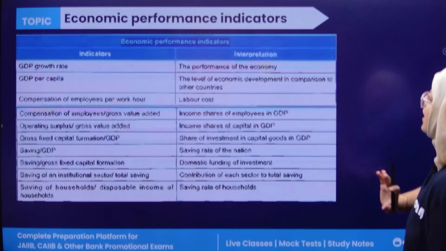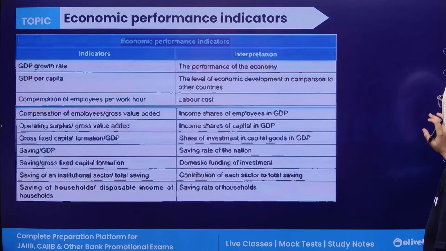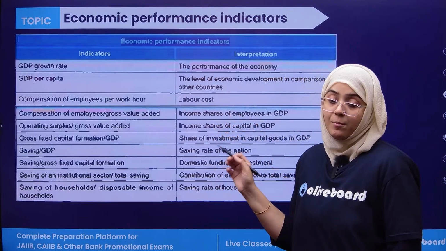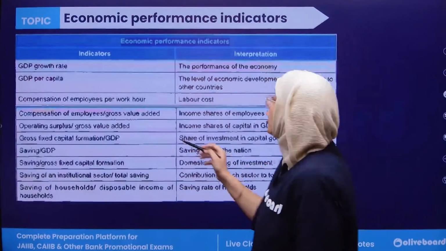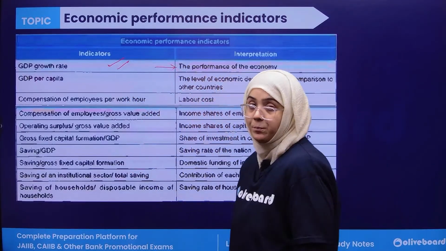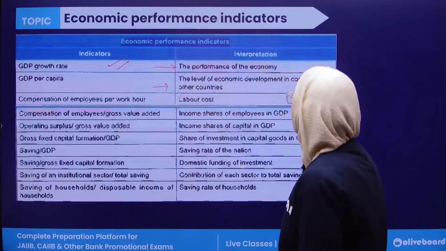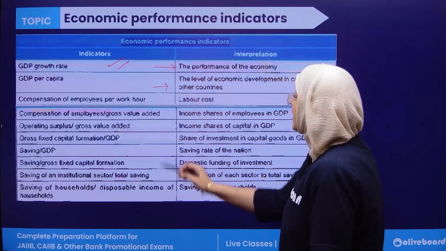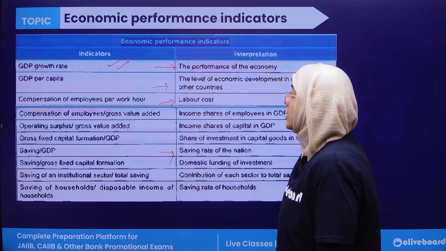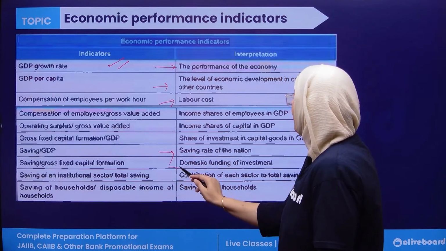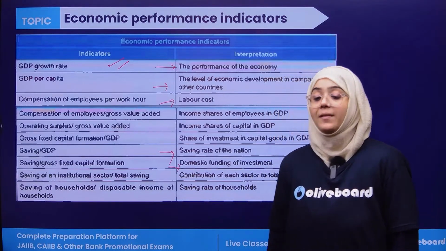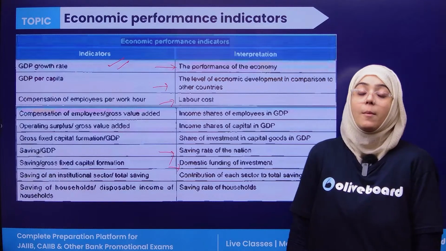Now next thing, economic performance. See, there are different indicators and what each one interprets is a very important thing in this chapter. For example, GDP represents the performance of the economy. Per capita represents the economic development. Compensation of employees is represented by labor cost. Saving to GDP is the saving rate of a nation. Saving gross capital formation is actually the domestic funding of investment. This you have to learn because these are economic performance indicators.